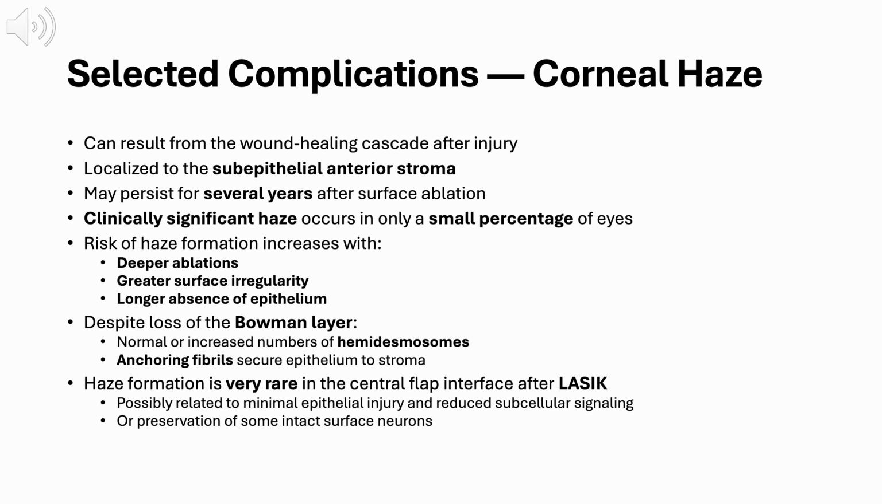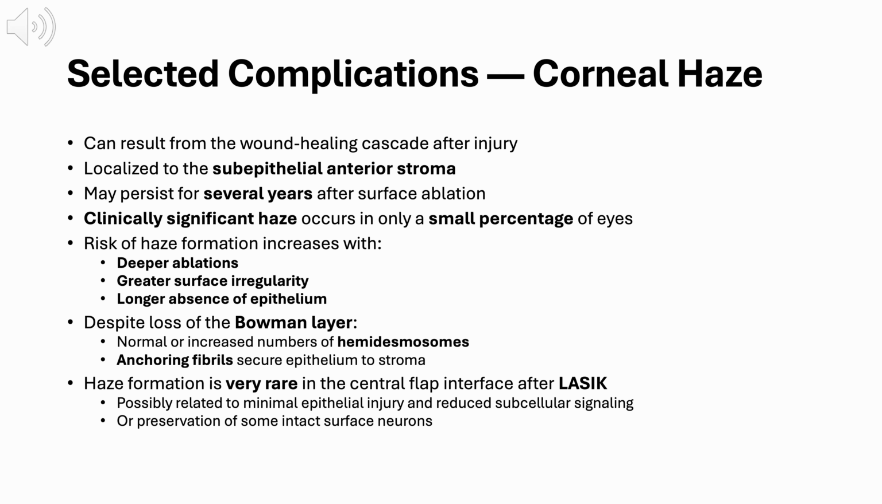One of the key wound healing complications we worry about after keratorefractive surgery is corneal haze. Corneal haze is fundamentally a manifestation of the wound healing cascade. After corneal injury, particularly surface ablation, activated keratocytes and altered extracellular matrix deposition can reduce stromal transparency. This process is typically localized to the subepithelial anterior stroma, just beneath where the epithelium regenerates. Importantly, haze is not always transient. In some patients, it can persist for several years, especially after surface ablation procedures like PRK. That said, clinically significant haze is uncommon and occurs in only a small percentage of eyes.